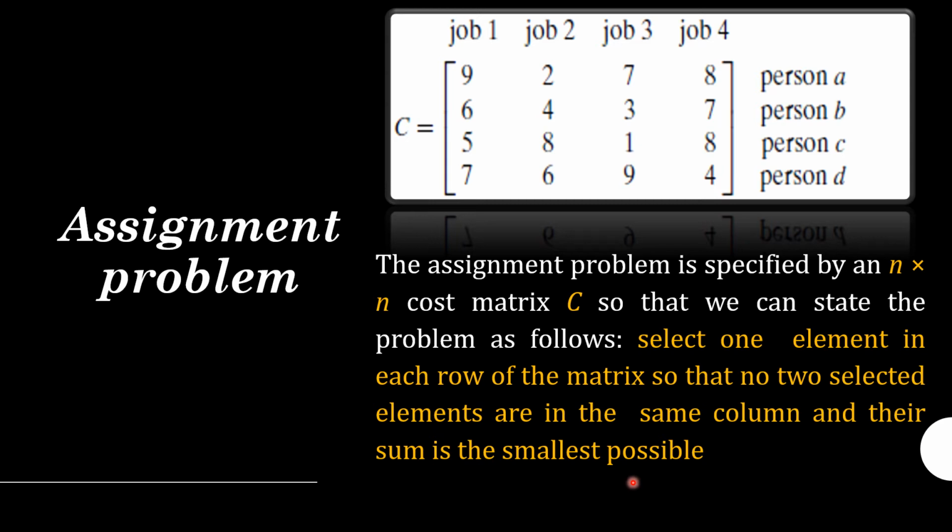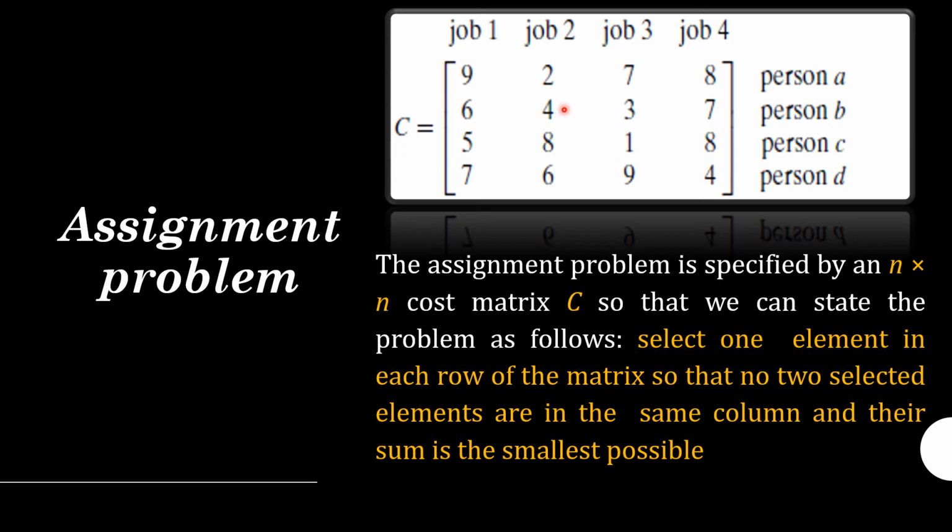In this assignment problem, we need to represent the persons as well as the jobs in an n cross n cost matrix format. You can see the matrix here, and the name of the matrix is C. We are using a two-dimensional array to store all these elements. The main constraint of this problem is to select one element in each row of the matrix, so we have to select one element from each row, so that no two selected elements are in the same column. Suppose I select 2 here.